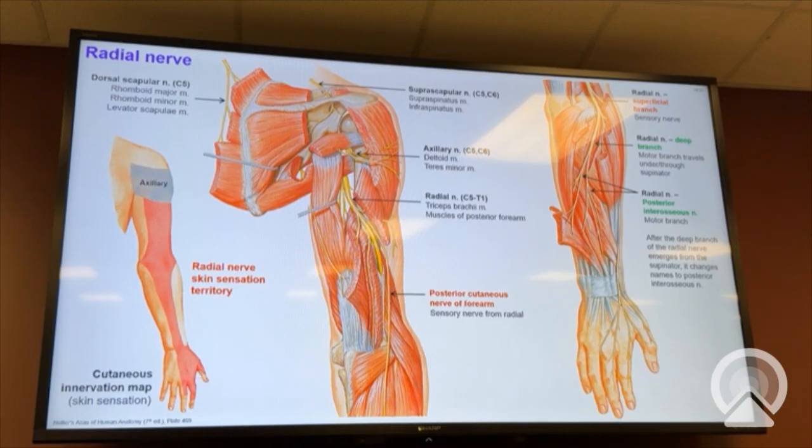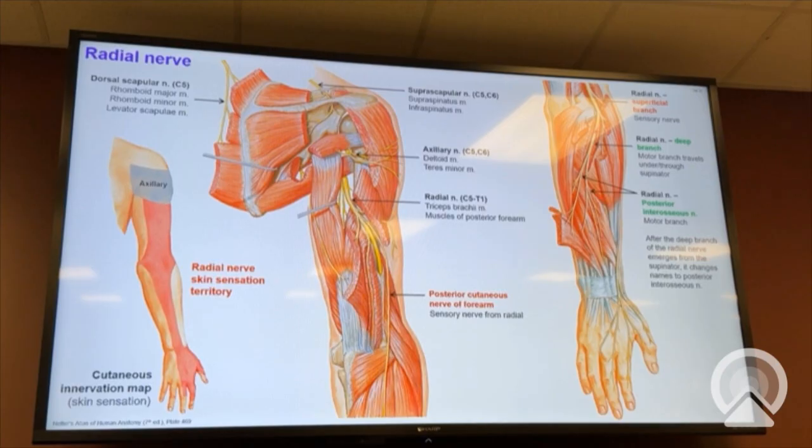The radial nerve continues down. The deep branch of the radial nerve goes through the supinator, pops out, and changes names to the posterior interosseous nerve. We can see all these little motor branches going into the extensor compartment. They don't have special names, they're just going into all those muscles, and you just have to know that this nerve is innervating these muscles, but all derived from radial.